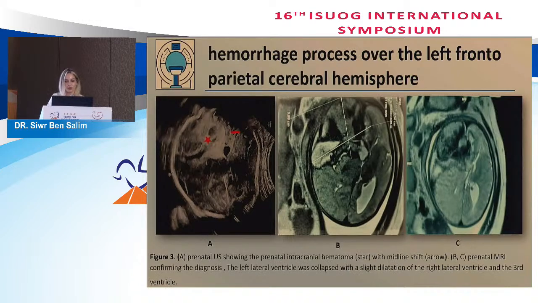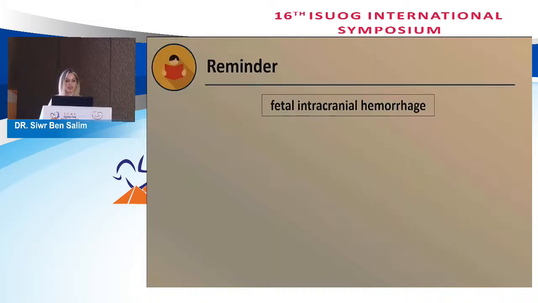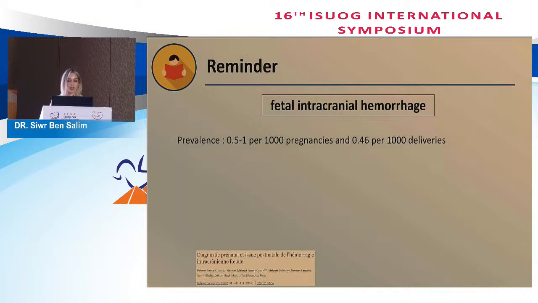A neutral MRI of the fetal brain was performed at 37.5 weeks, which confirmed the ultrasonographic findings. Hemorrhage was seen over the left frontoparietal cerebral hemisphere. The left cerebral hemisphere was collapsed, with a slight dilatation of the right ventricle and the third one, with mass effect and parenchymal hemorrhage. So let's remind ourselves what a fetal intracranial hemorrhage is. It has been reported with a prevalence of maximum 1 per 1,000 pregnancies.